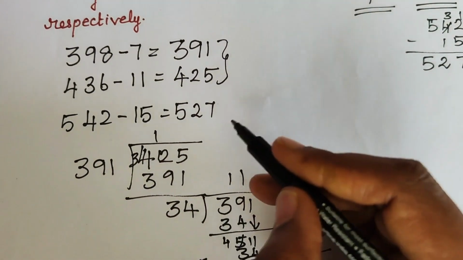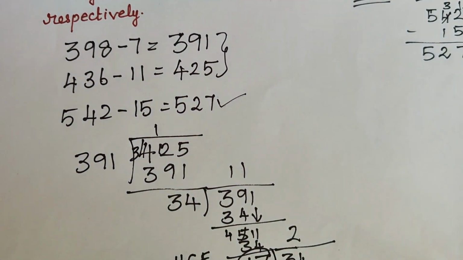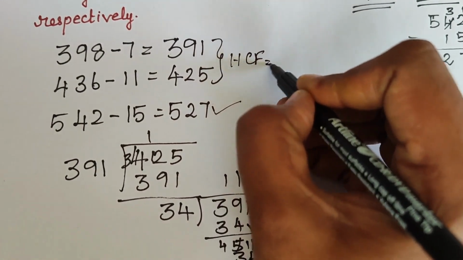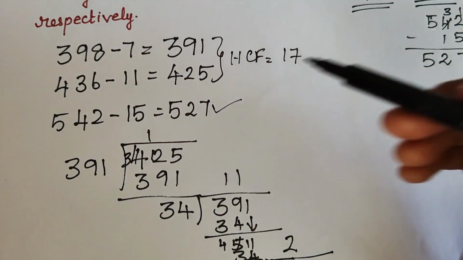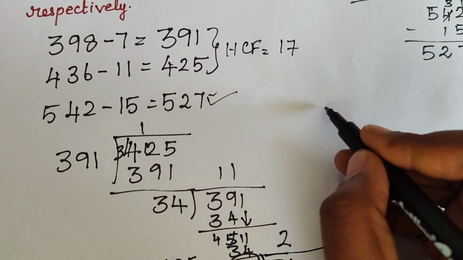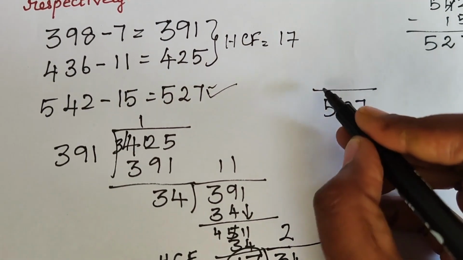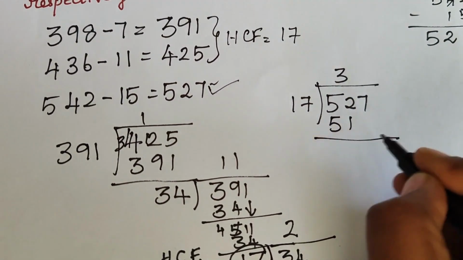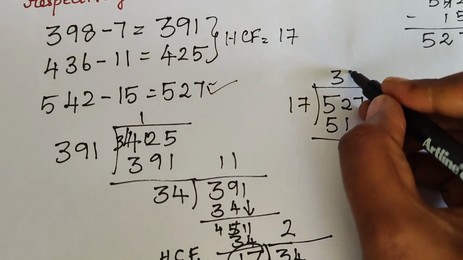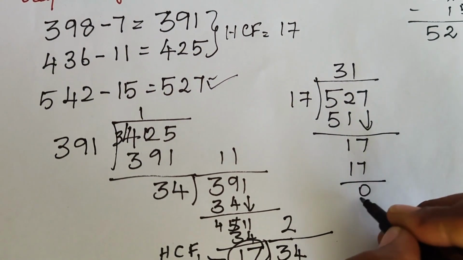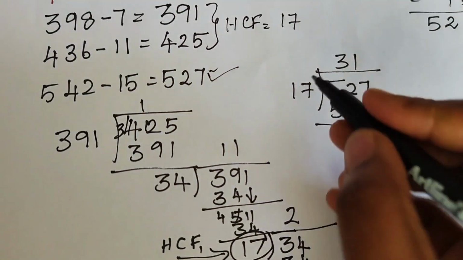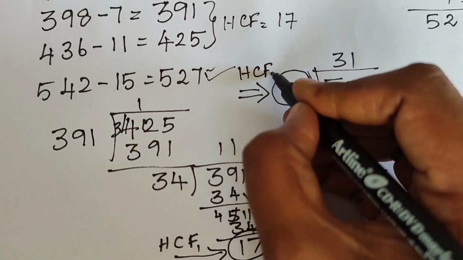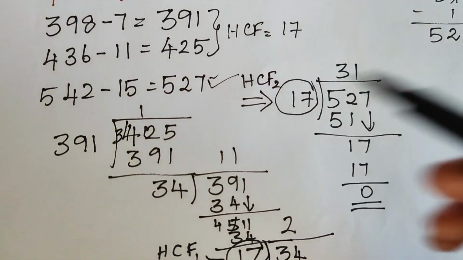What is the third number? 527. We will find the HCF of first two numbers. What is the HCF of first two numbers? We got 17. Now we will find the HCF between these two numbers. So bigger number 527 divided by smaller number. 3 into 17, 51. 1 balance 17, 1 time 1 into 17, 17, 0. Where we get 0, that divisor is the HCF. So this is final HCF, HCF 2. Final HCF is the HCF of all the three numbers.